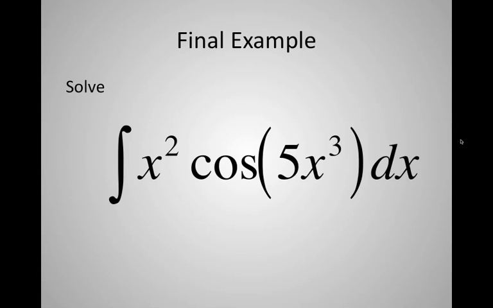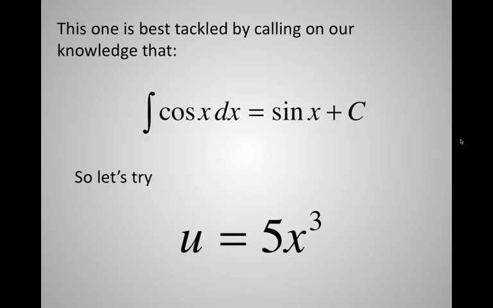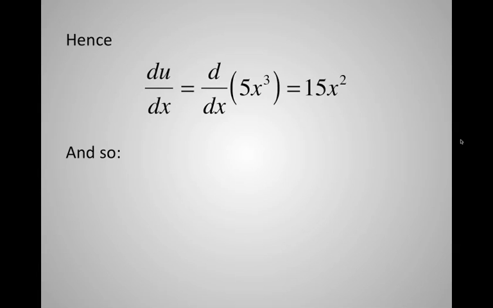Alright, for the last example, we're going to take an integral involving a trigonometric function. We've got the integral of x squared cosine of 5x cubed dx. Now the derivative of x cubed is 3x squared. So you notice that we almost have the derivative in the integrand because we've already got the x squared there. And we also know that the integral of cosine of x is just sine x plus c. So let's try u equals 5x cubed. Taking the derivative, du dx is d dx of 5x cubed, which is 15x squared.